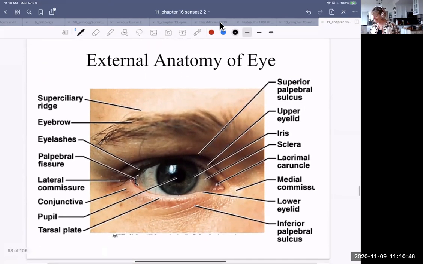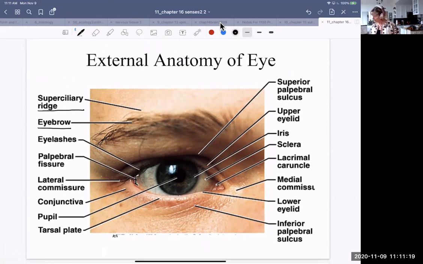Okay, let's look at a human eye. Finally, right? We will also dissect an eye. Let's look at some of the parts and see what their functions are. Superciliary ridge. Feel that. That's just above your eyebrow. There's a hard bone there. That's your superciliary ridge. And that's where your skull protrudes, giving you a brow ridge.